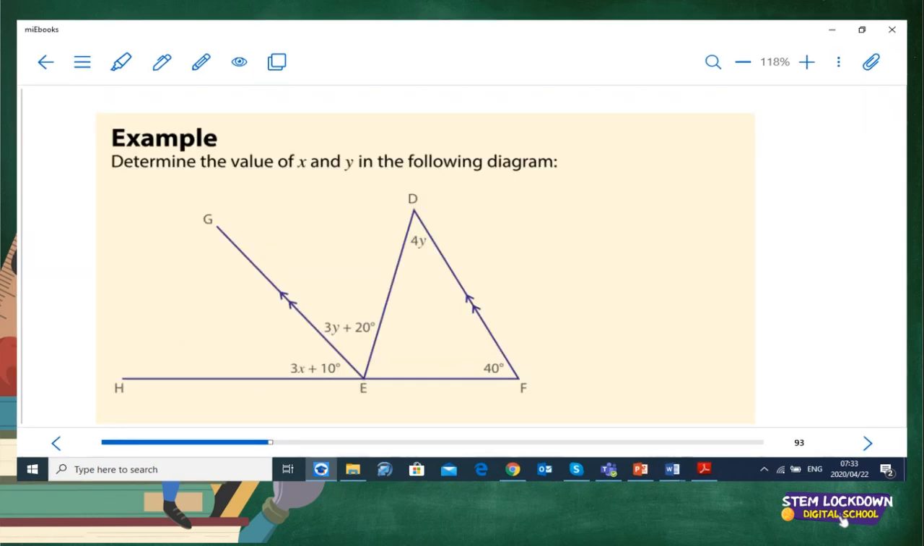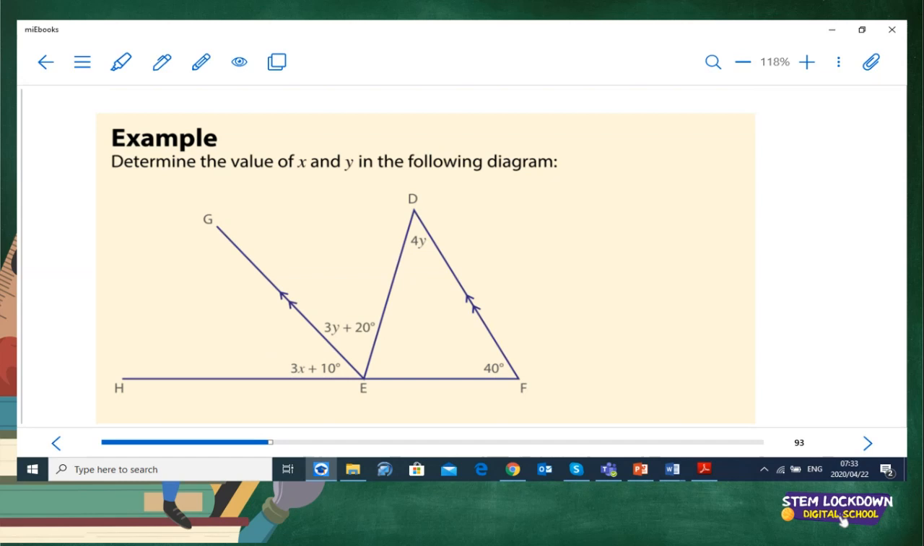Now, we can also proceed and look at the next example here, where we must determine the value of X and Y in this diagram. Now, you can see that we have got parallel lines. GE is parallel to DF.